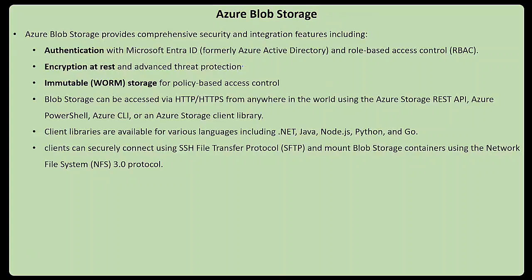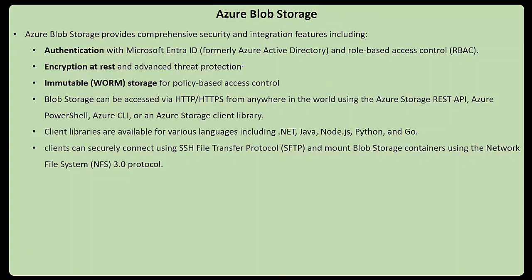And immutable or WORM storage for policy-based access control. So what do you mean by policy-based access control? The data stored in my cloud is stored on the internet, so anyone can access or download the data. To overcome this, we use WORM storage. So it's policy-based access. We can create a policy on who can access and who is not able to access this type of storage.